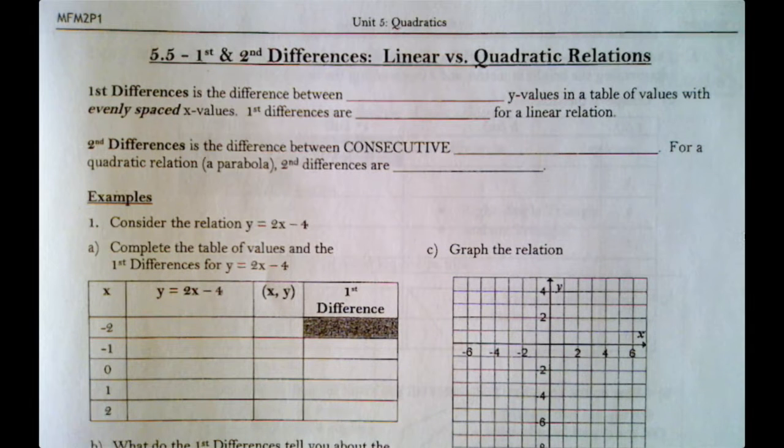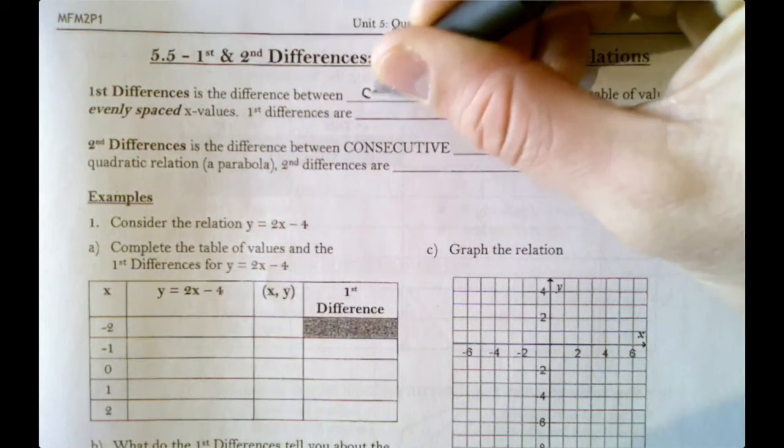Okay, this is lesson 5.5, and in this lesson we're going to compare lines and parabolas. And we're going to do so by looking at the first and second differences. First differences are just the difference between consecutive y values.